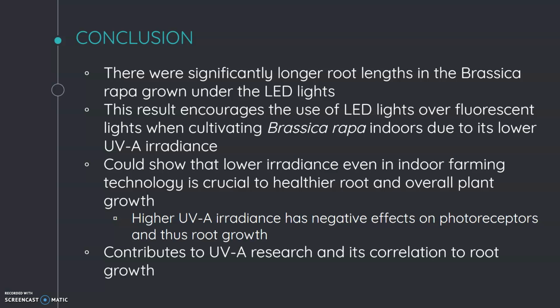In my conclusion, there were significantly longer root lengths in the Brassica rapa grown under LED lights. This result encourages the use of LED lights over fluorescent lights in the case of indoor farming and cultivating Brassica rapa indoors, because it did have a lower UVA irradiance. This could go to show that lower irradiance might translate into a healthier root and overall healthier plant growth. It seems that higher UVA irradiance from the fluorescent light stunted the growth of its roots. And this could contribute to UVA research that is often lacking, or that is lacking now.